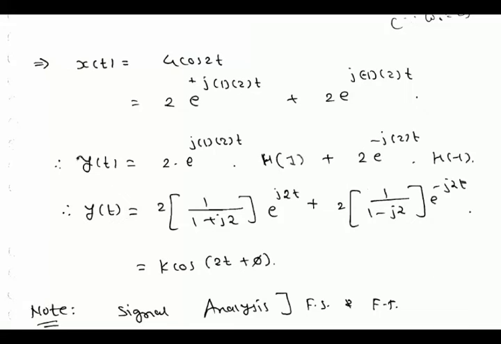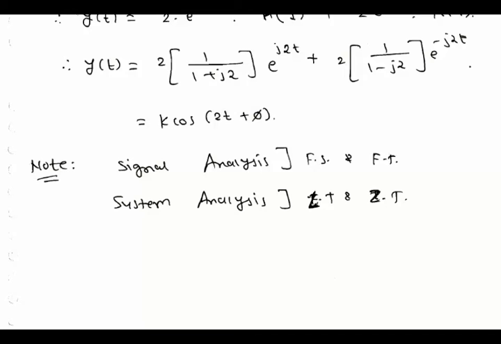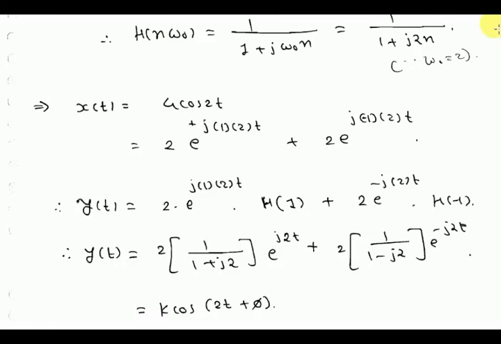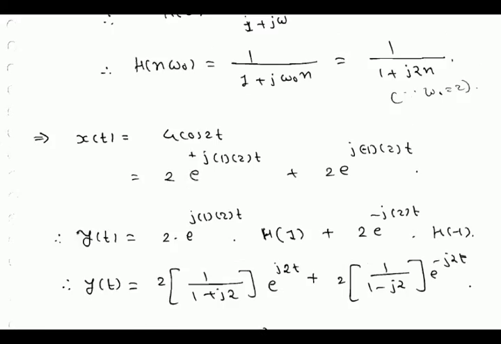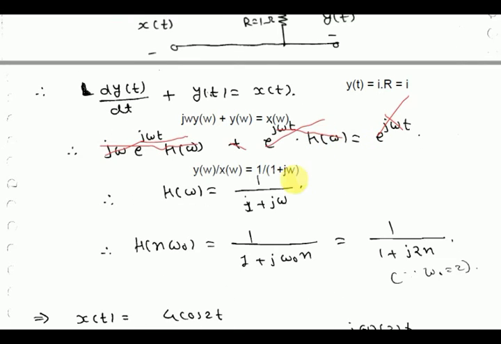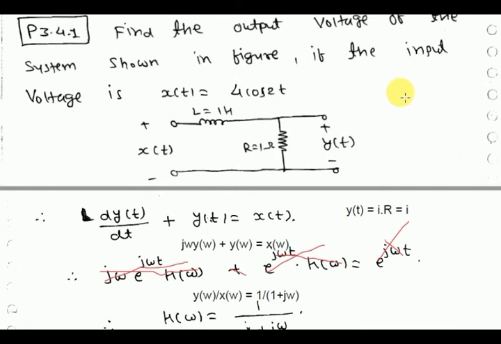I solved this in a different manner. First I converted cos into exponential terms, and you can do that also, but I told you the direct method. First take the magnitude, the mod, and the phase, then put omega equal to 2. Whatever the magnitude is, that is multiplied here, and the phase is added in 2t.